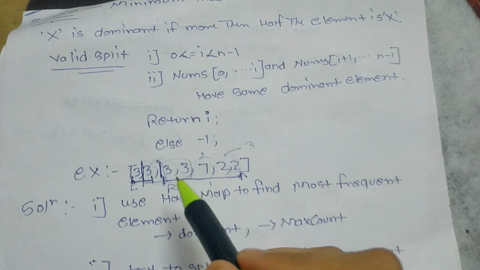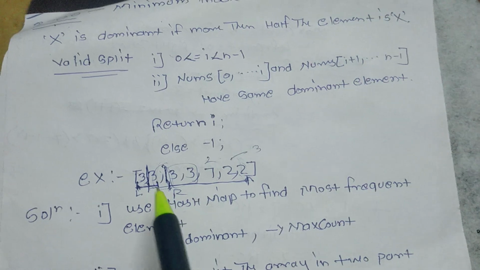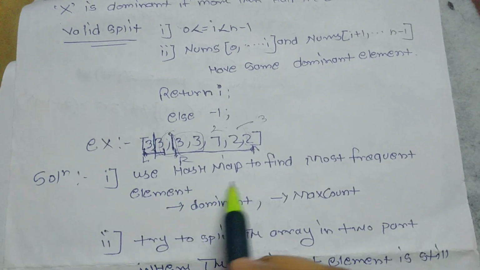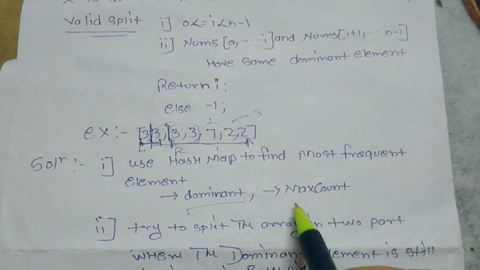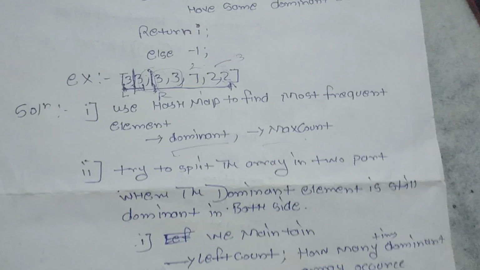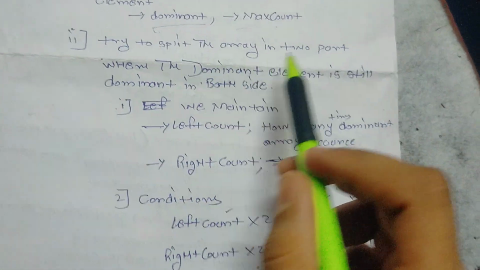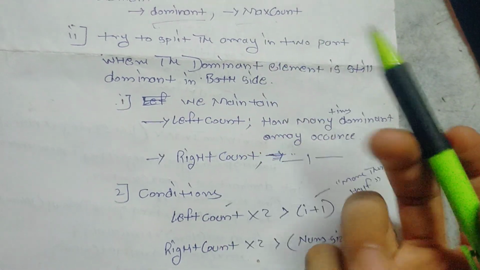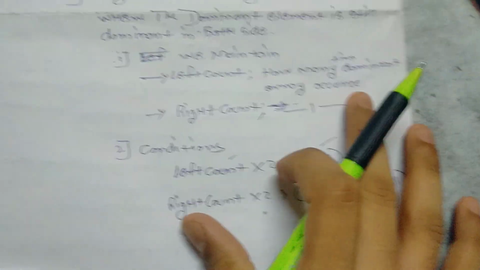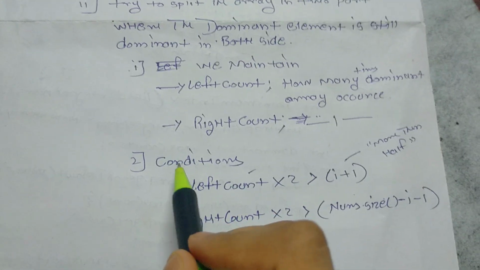That is why we have to find this out. For that we need to find the dominant element first, and how many times it occurs. For that we use a hash map, and from the hash map we can find the dominant element and max count. We will see further how we can count it and what the code will be. We will see it in Java. As we try to split the array in 2 parts, as I explained, here also we are going to see the condition for it.